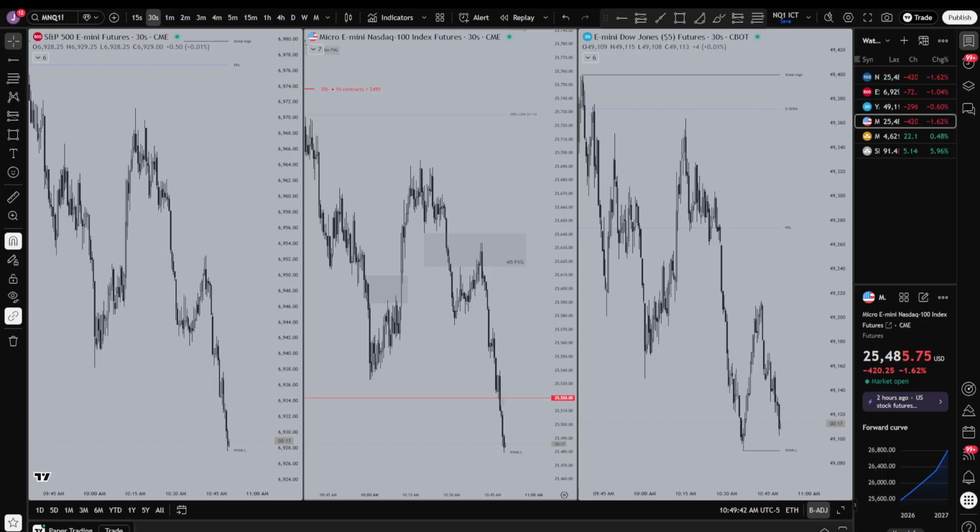I can't believe how much we're dumping. This is crazy. Yeah, we're just plummeting. But you actually said yesterday that today was going to be a dump day. Yeah. I was sure because the sweep of the ATH yesterday was crazy. Yeah, this move down is insane.